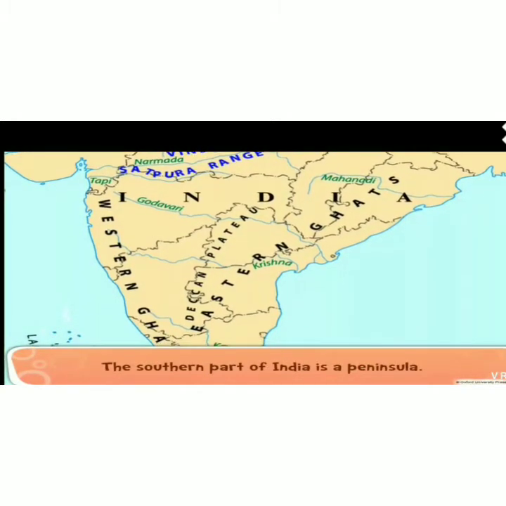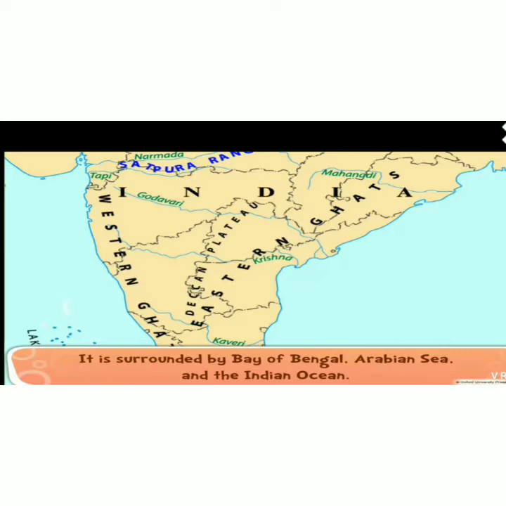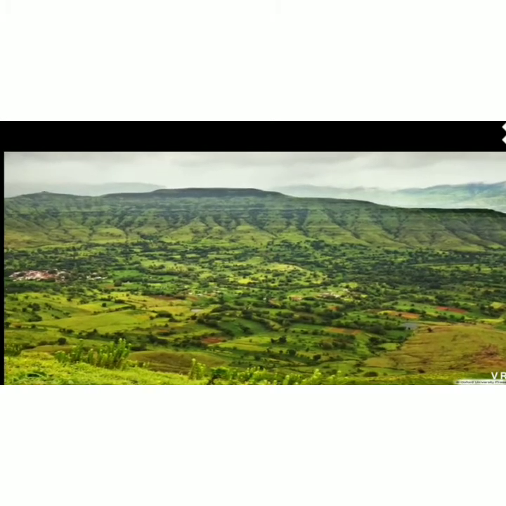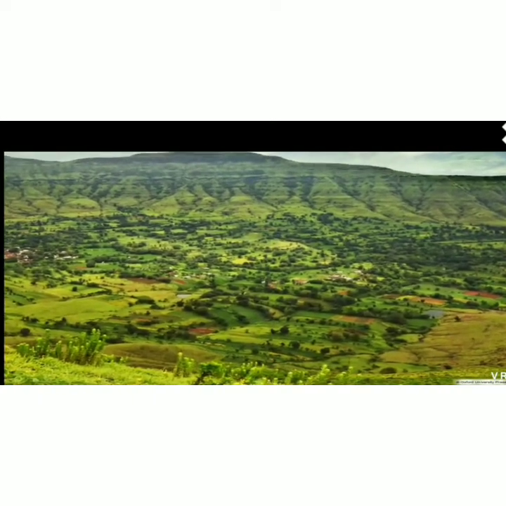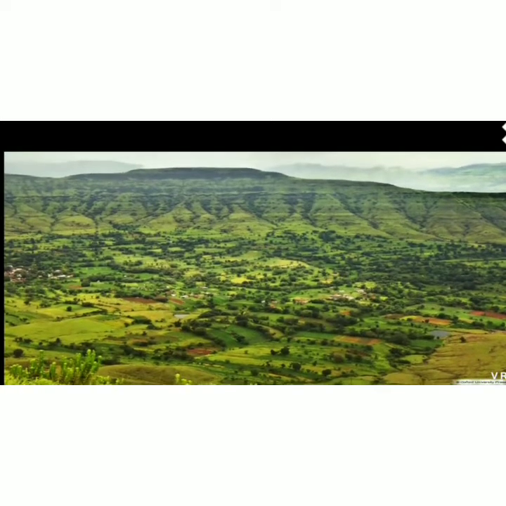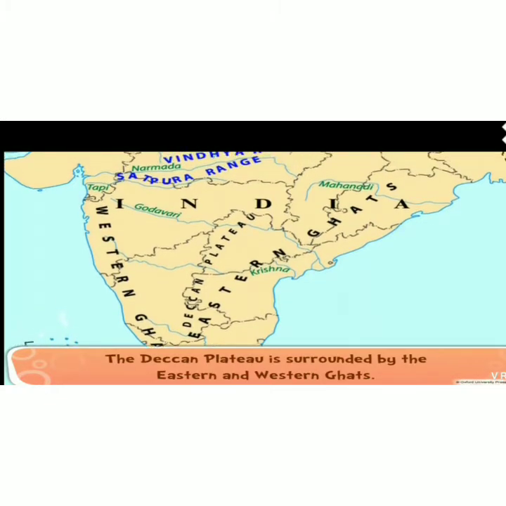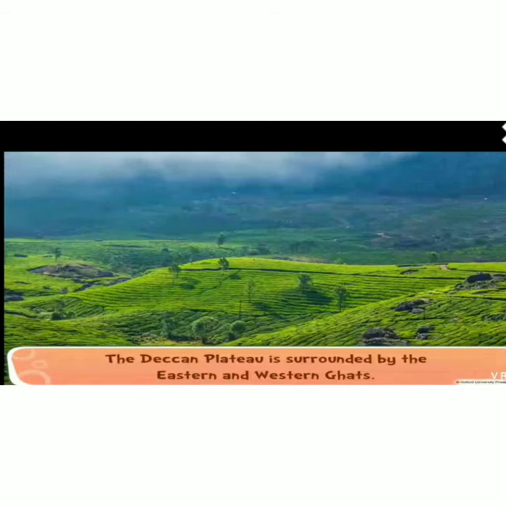The southern part of India is a peninsula. It is surrounded by Bay of Bengal, Arabian Sea and the Indian Ocean. It is covered by the southern plateau. The southern plateau consists of the Chota Nagpur Plateau, the Malwa Plateau and the Deccan Plateau. The largest plateau in India is the Deccan Plateau. Rivers such as Godavari, Krishna, Kaveri flow through this plateau into Bay of Bengal. The Deccan Plateau is surrounded by the eastern and western Ghats.